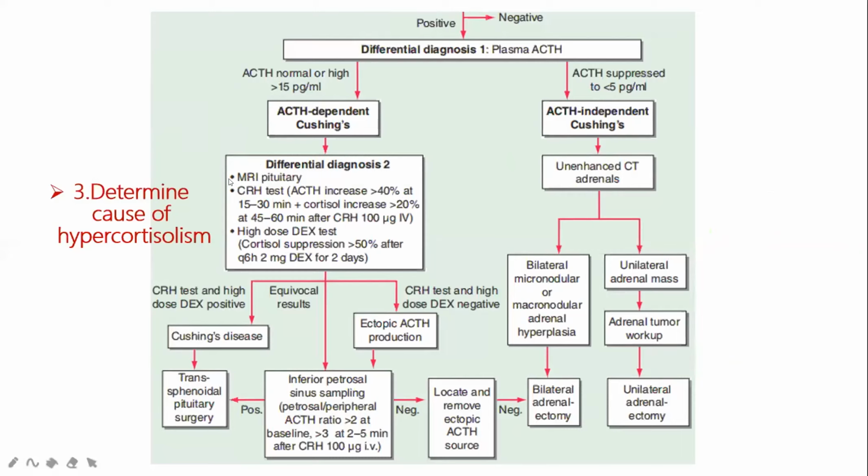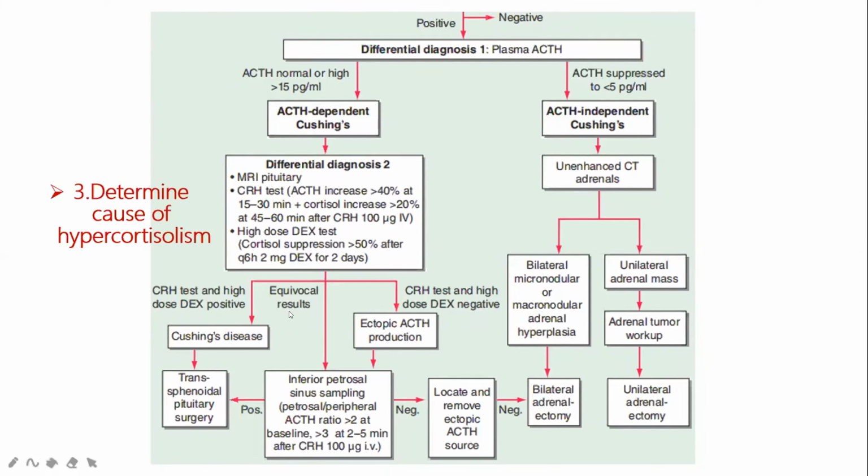So we do the imaging, we do the MRI of the pituitary gland, or we do the corticotropin releasing hormone test, wherein a positive test would be an ACTH increase by more than 40% at 15 to 30 minutes, plus a cortisol increase of more than 20% at 45 to 60 minutes after giving CRH of 100 micrograms IV. Then we can also do the high-dose dexamethasone test. And if both the CRH test and high-dose dexamethasone test are positive, then we are dealing with Cushing's disease. So if that's Cushing's disease, then the mode of treatment would be transsphenoidal pituitary surgery.